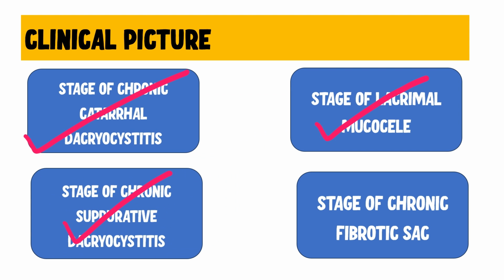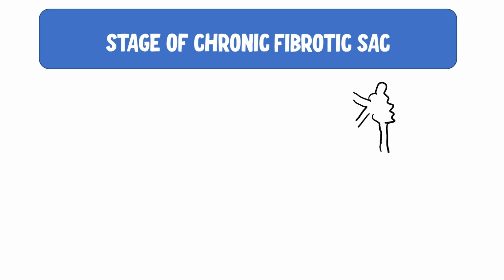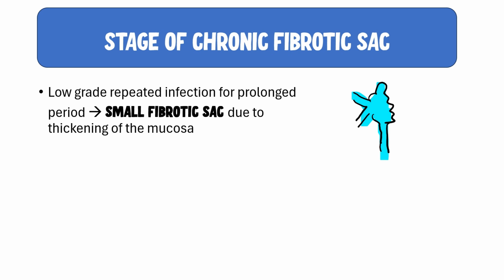Coming to the last stage, that is the stage of chronic fibrotic sac. Now, ultimately, what is going to happen because of this constant inflammation which is present and repeated low grade infection by organisms within the lacrimal sac, ultimately there will be fibrosis, because the end result of inflammation, as I have already mentioned in a lot of my videos, is fibrosis. Ultimately, the mucosa is going to get fibrosed, and therefore you will have this small fibrotic sac with thickening of the mucosa. At this point, patient will again have epiphora.